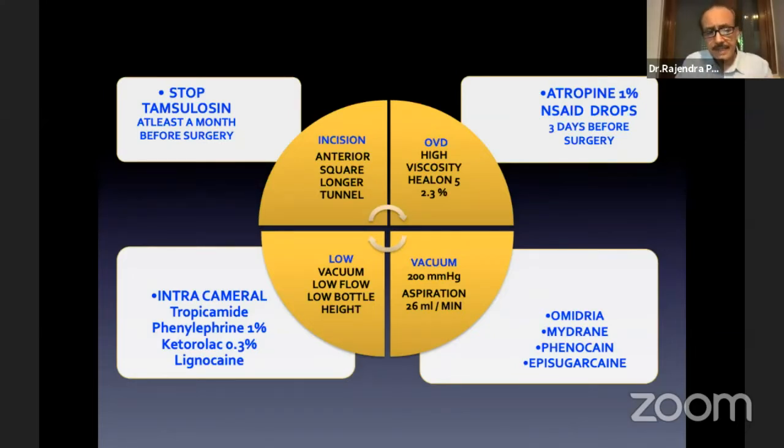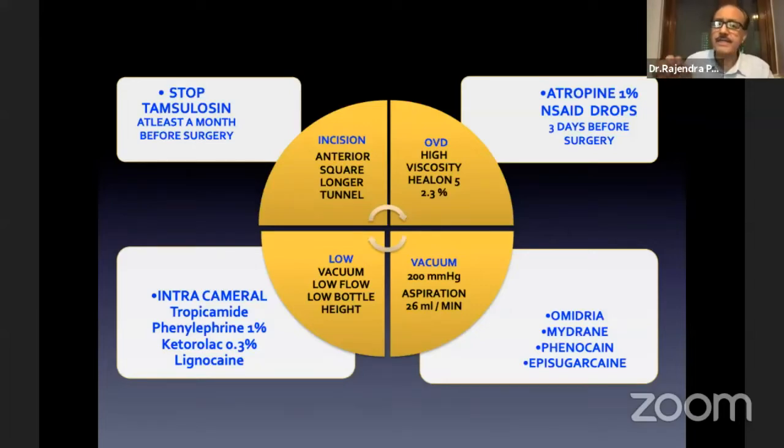Then next, we can give intracameral injections, which are available nowadays. The preparation of tropicamide, phenylephrine, ketorolac, and lignocaine is available in the form of Omidria, Mydrane, Phenocaine, and Epi-Shugarcaine. These are the preparations available which you can use during the surgery or before you start the surgery, as an intracameral injection.